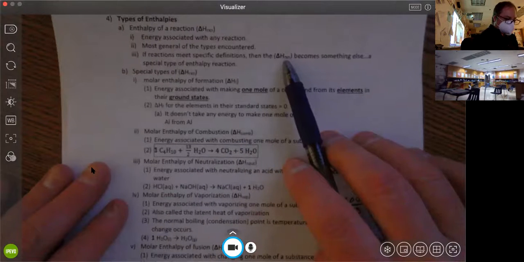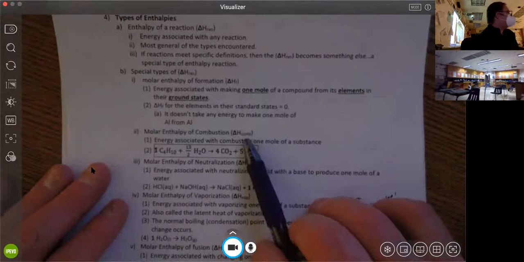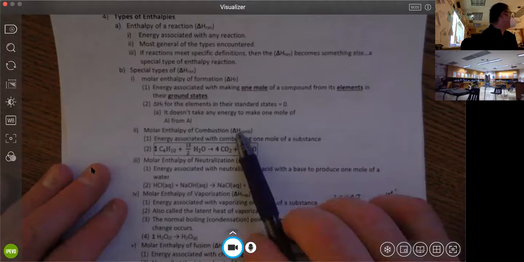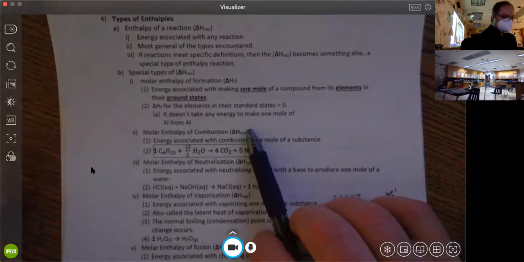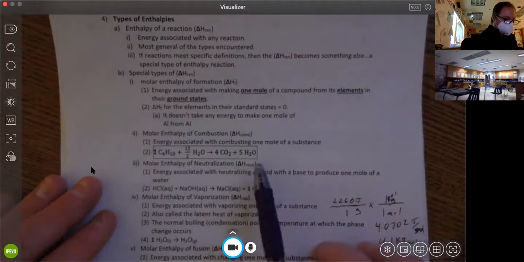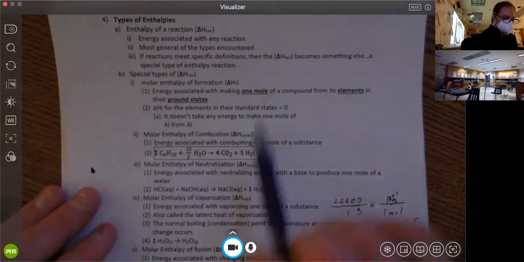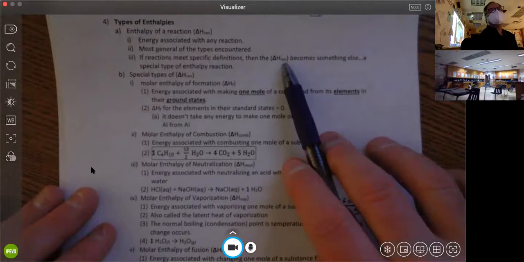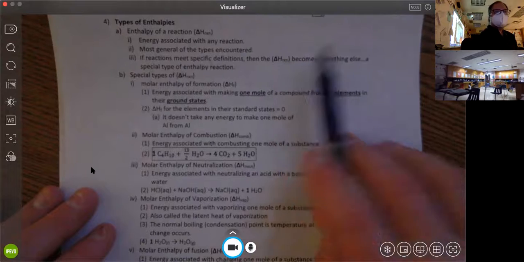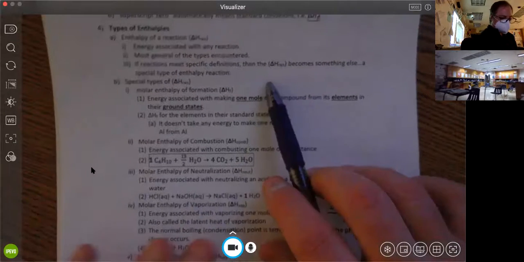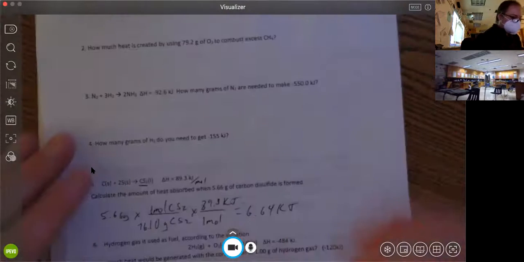Heat of the reaction. A reaction could be a combustion reaction, so that's the same thing as delta H of combustion. If it's an acid-base reaction, then that's a delta H of neutralization, which is the same thing as the heat of the reaction. So just keep in mind that it all works the same.